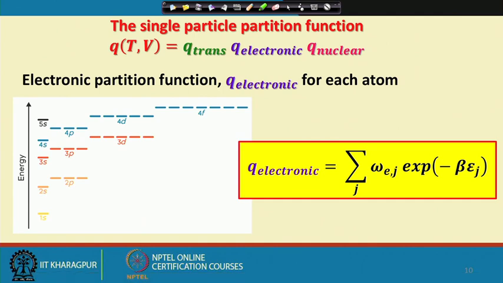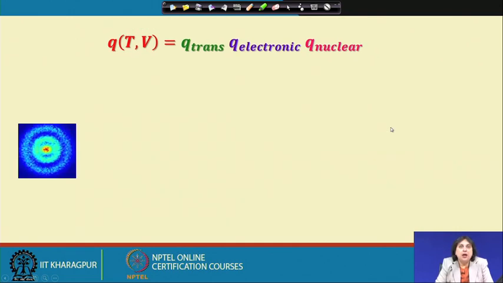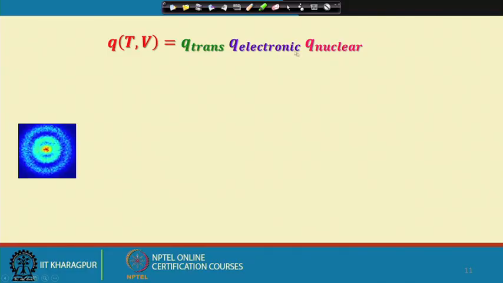And then all you have to be careful about is that you are summing over all possible energy levels, and there can be many energy states having the same energy level. Therefore, you must take into account here the degeneracy of that particular level. Now, so far we have talked about Q trans, we have talked about Q electronic, and now we are going to talk about Q nuclear.